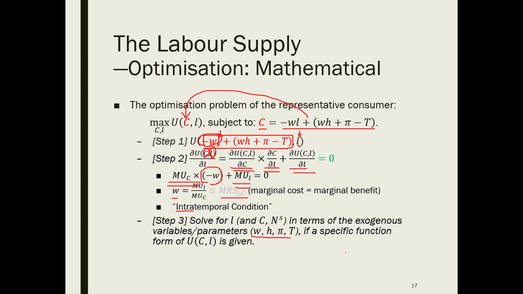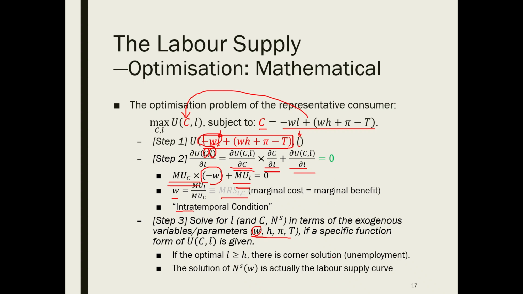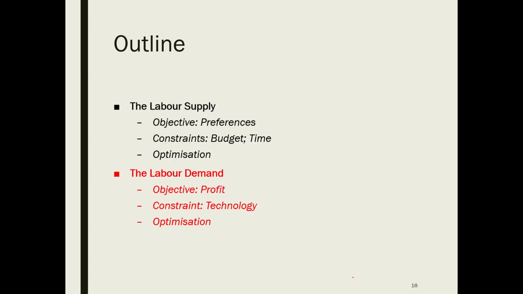Wage is treated as exogenous to the individual consumer because we assume a competitive market and consumers are price takers. And of course, you should be aware of the corner solution and extensive margin. The solution is essentially a function of labor in terms of wage and other things. It is actually the mathematical equation underlying the labor supply curve. There are always two sides of a market. We have just modeled the supply side of the labor market. Now let's turn to the demand side of the labor market.